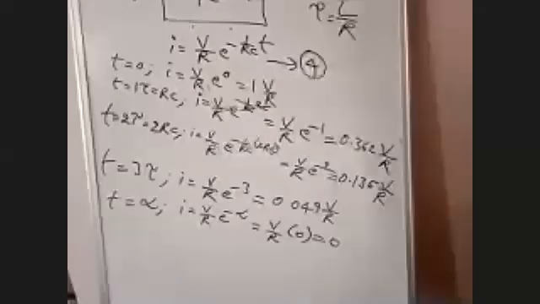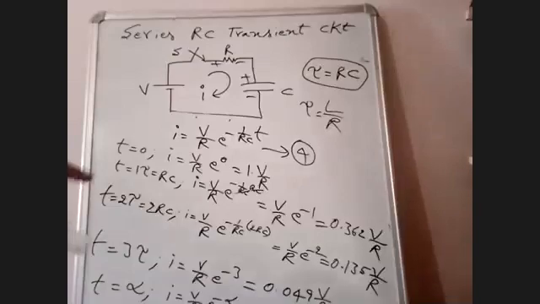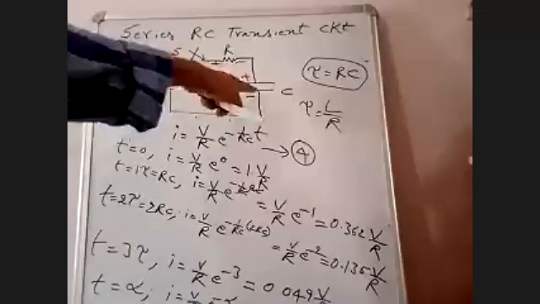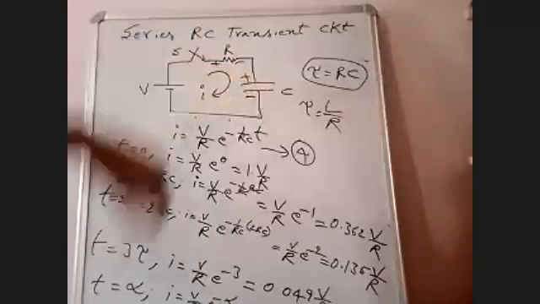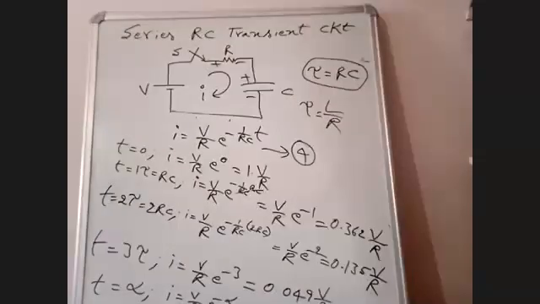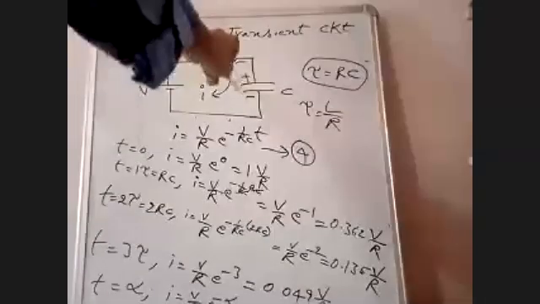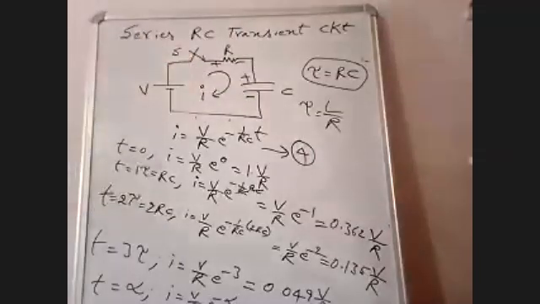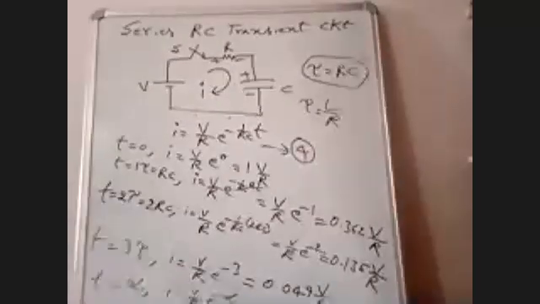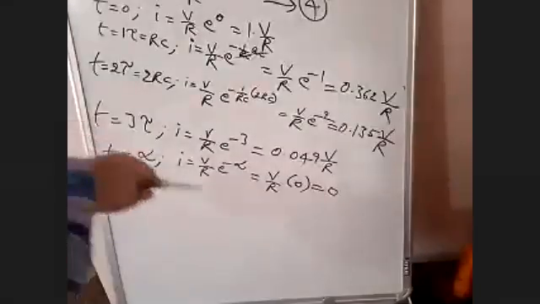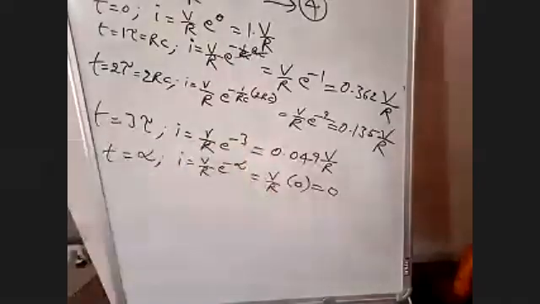Now see, at t is equal to 0, I is equal to V by R because this is short circuited. At t is equal to infinity, your C is open. In open circuit, what is the current? At t is equal to infinity, capacitor acts as open circuit. Once it is open circuit, what is the current? 0. See, the same thing you have got here. At t is equal to infinity, your current is 0.